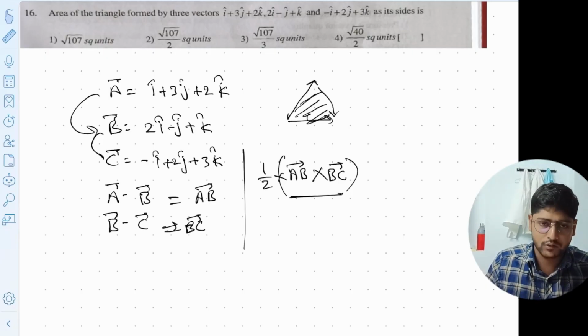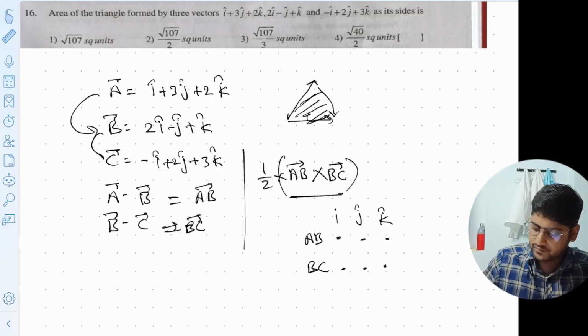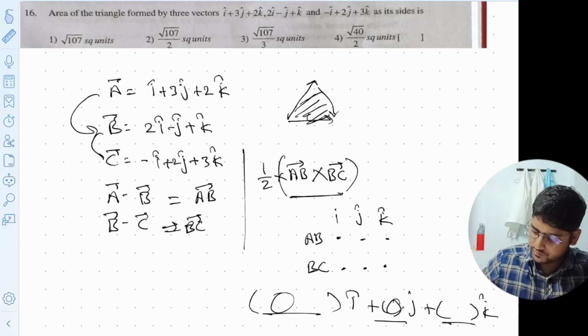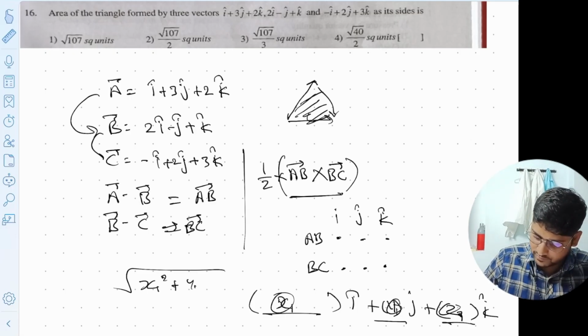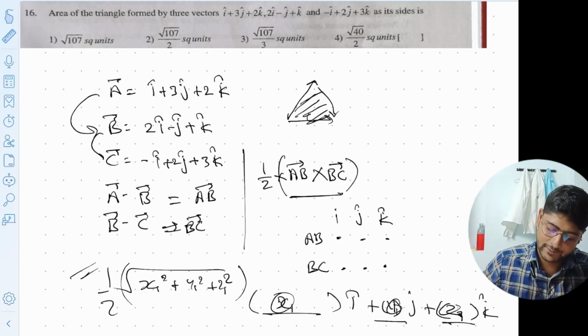How do you do the cross product? First you write i cap, j cap, and k cap. After that, the AB vector and BC vector components, x axis, y axis, z axis. Then i cap multiplication, plus j cap multiplication, plus k cap multiplication. After that, you take the magnitude. Suppose the result is x1, y1, z1; then the square root of x1 squared plus y1 squared plus z1 squared, and half of that will be the area of the triangle.